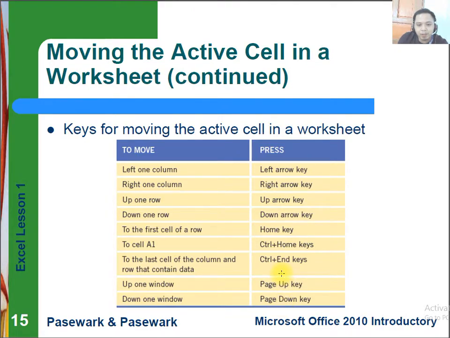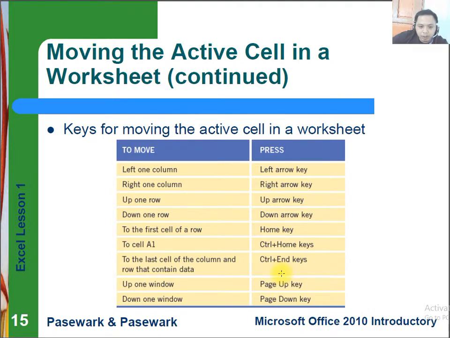To the first cell of a row. Okay, so gusto mong pumunta dun sa pinaka unang cell ng row, you click the home key. So saan makikita yung home key? Nasa taas ng yung arrow keys natin.